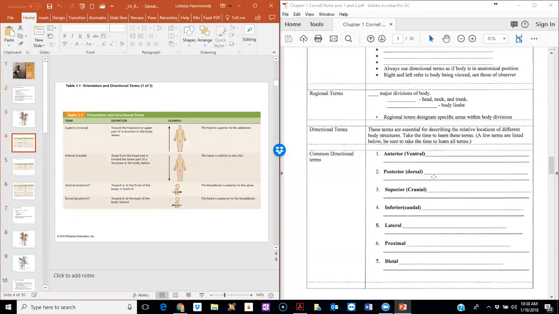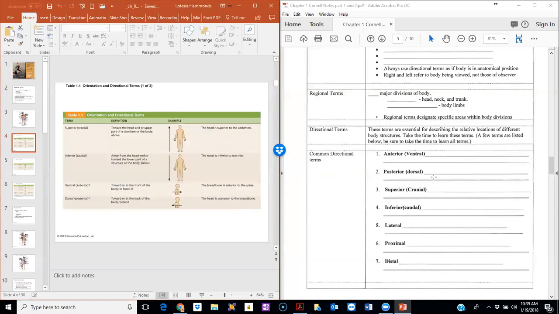Next is superior, which may also be referred to as cranial. It describes a position above or higher than another part of the body. The orbits are superior to the oris. The orbits being the sockets for your eyes, and the oris is the mouth. So they'll be above the mouth, my apology.